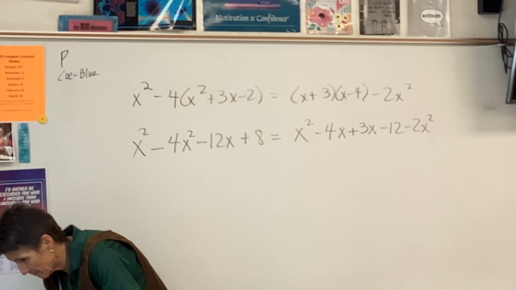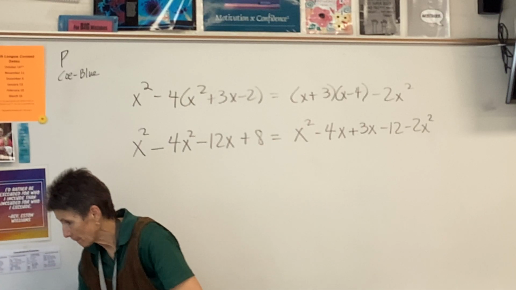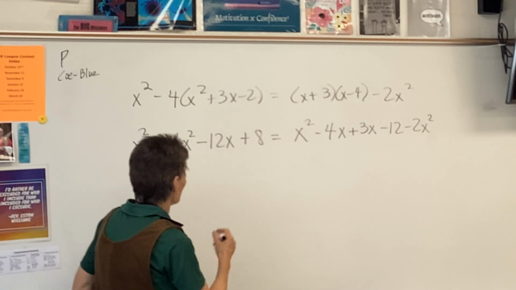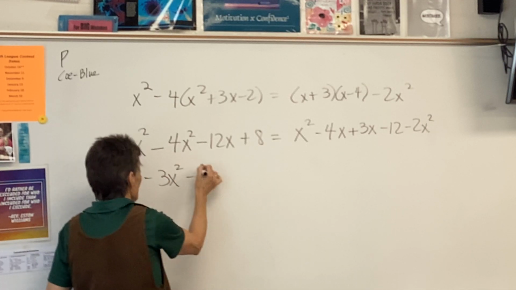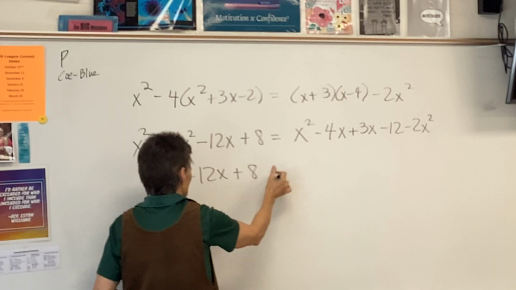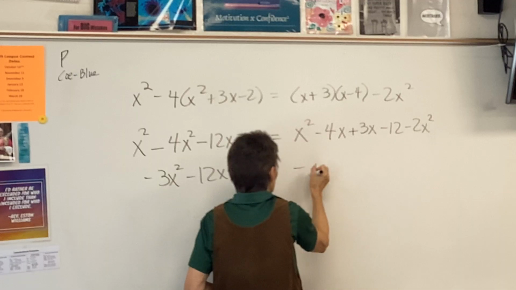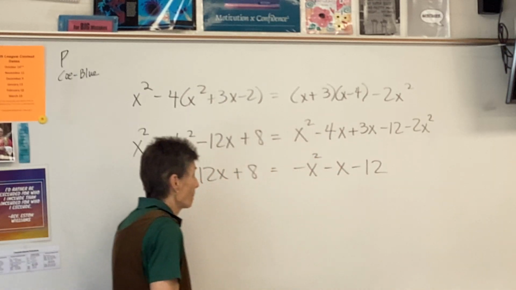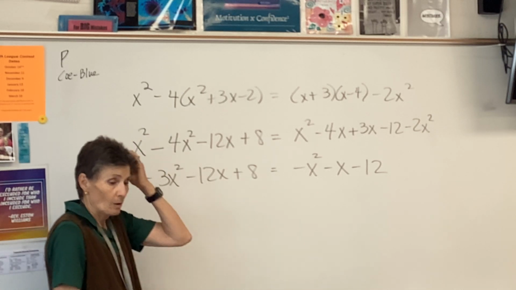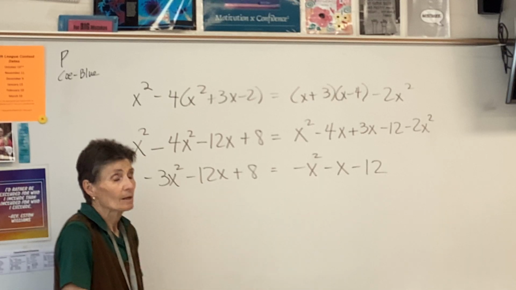All right, now what? Add the like terms. Yep. Now we are going to clean up each side individually. So negative 3x squared minus 12x plus 8. And over here, negative x squared minus x minus 12. All of the like terms on each side are combined.